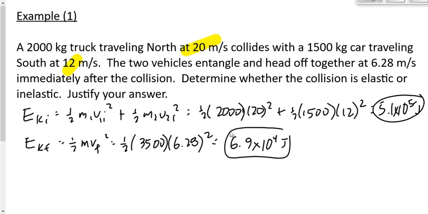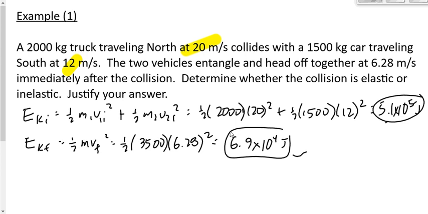You've got a collision where these two cars hit each other. I'm going to tell you right now it's inelastic, but you're going to show mathematically that it's inelastic. And you're going to do that by calculating the initial kinetic energy and the final kinetic energy. And then you're going to say, since kinetic energy is lost, it is inelastic. Okay?